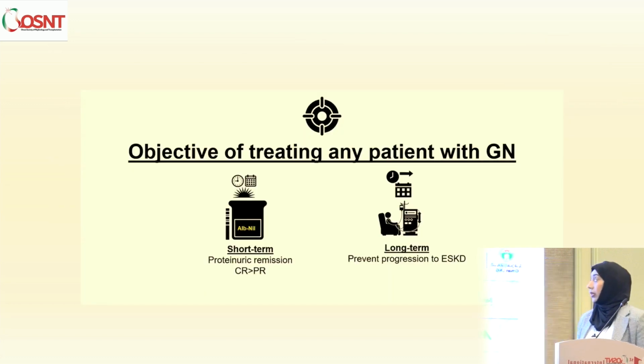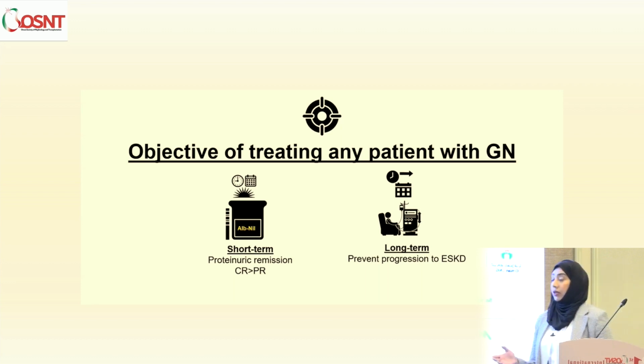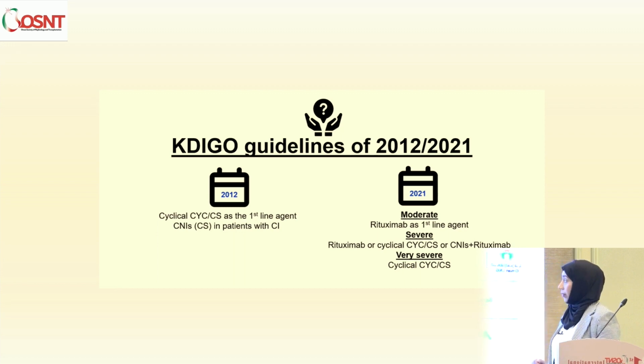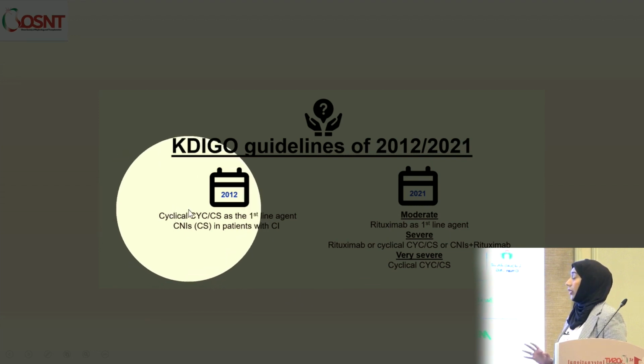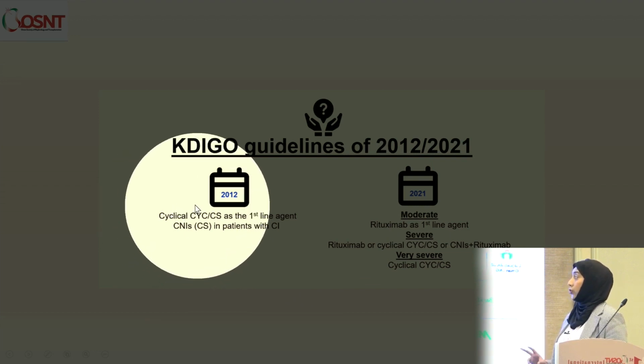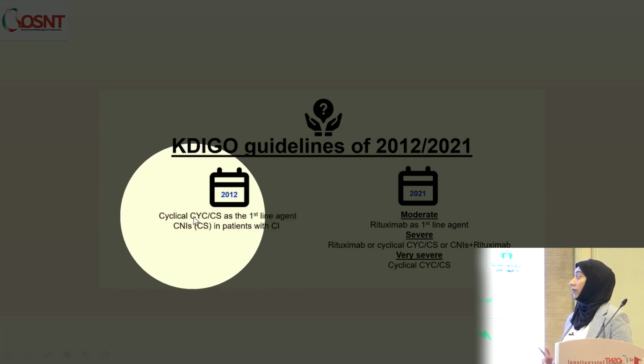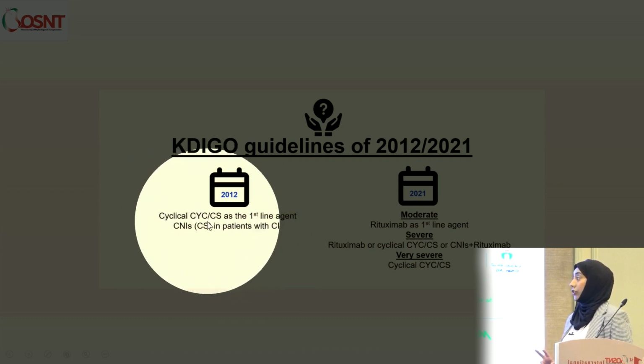So going back to all of this evidence, the KDIGO guideline has changed in 2021 compared to the guidelines in 2012. In the first guidelines, they mentioned only 2 agents, which is cyclophosphamide with corticosteroid as first-line therapy, and CNI as a contraindication.